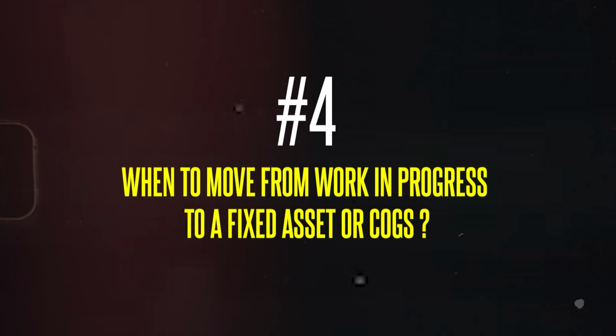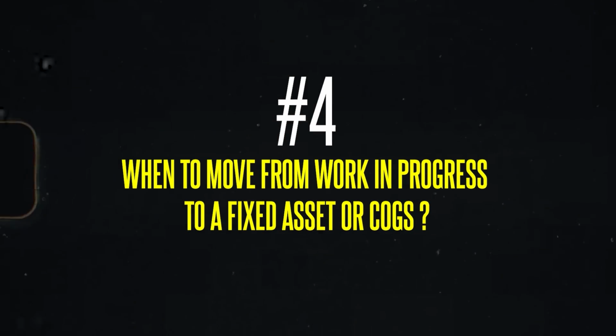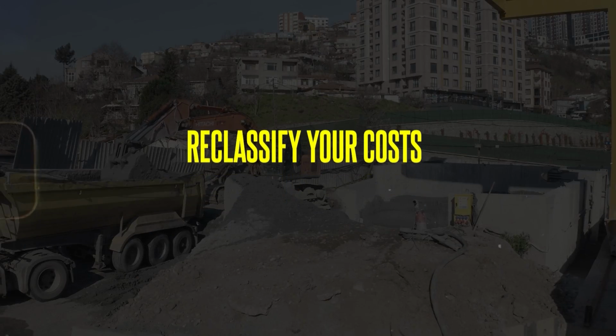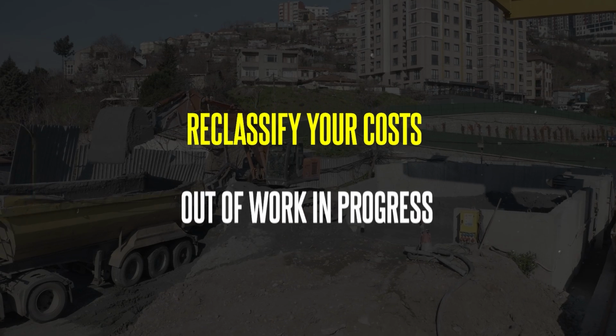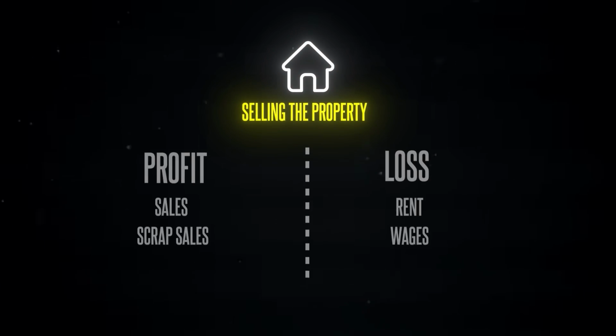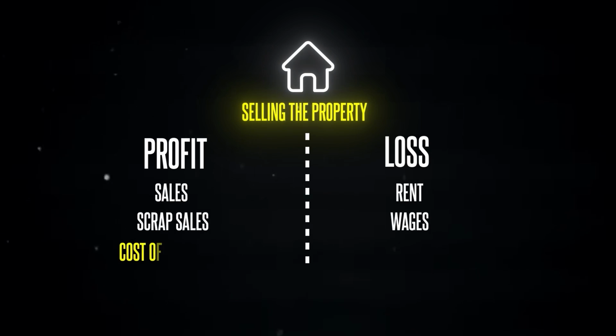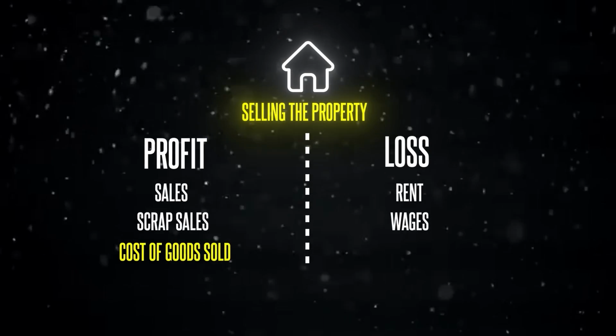When to move from work in progress to a fixed asset or cost of goods sold. One of the most important bookkeeping steps comes when a project is complete. That is your signal to reclassify your costs out of work in progress. Here's how it works. If you are selling the property, like a flip or spec build, move the cost from work in progress to cost of goods sold once the sale closes.